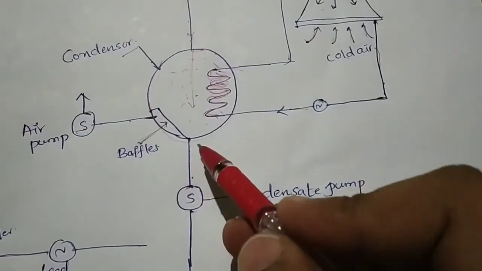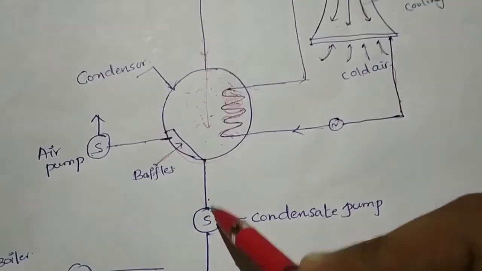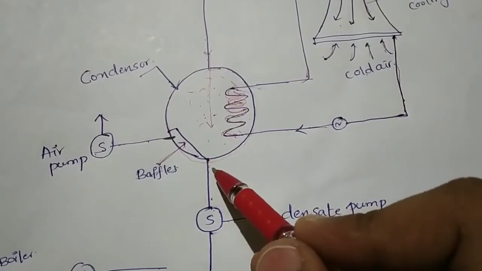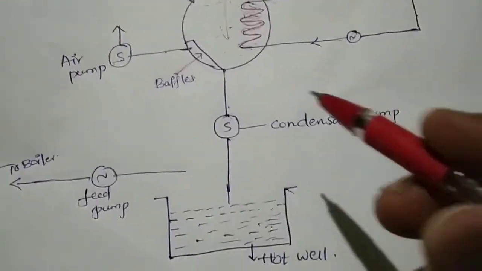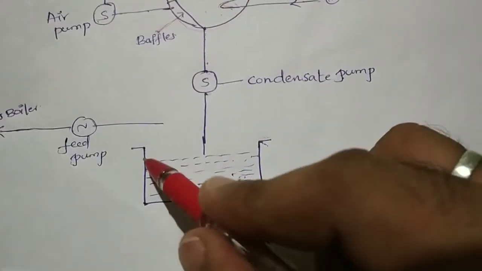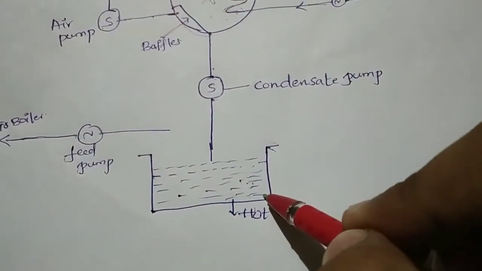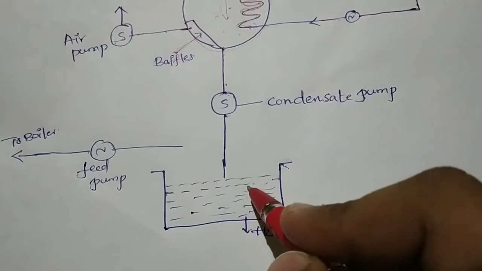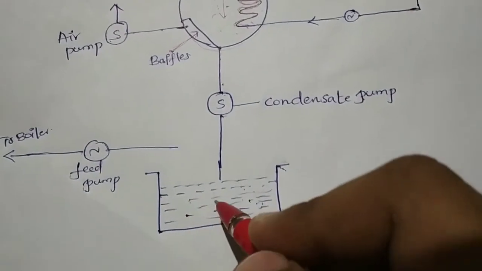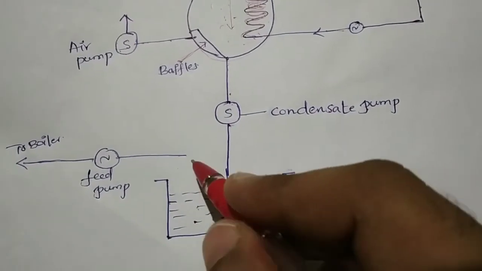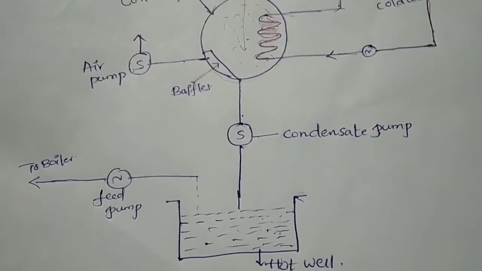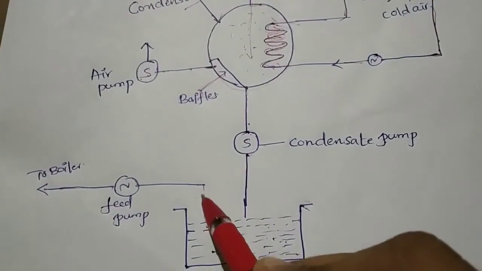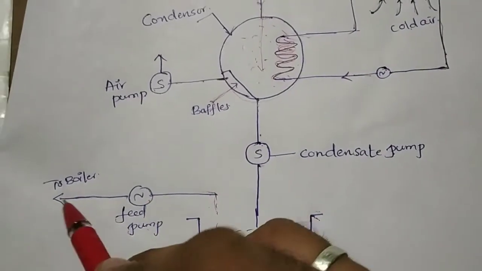Now see here, this is called the condensate. Okay, after condensation, the liquid that is coming is called the condensate. And with the help of the condensate pump, this condensate will be stored in the hot well. That means the water will be stored in the hot well. If it is completely pure, okay, there are no impurities in it, then it will be sent through the feed pump to the boiler.